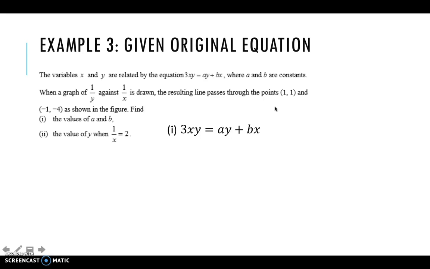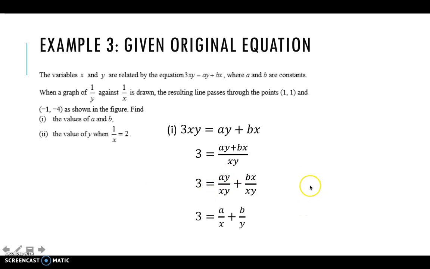Start off with writing the equation. I want to obtain 1 over y against 1 over x. So how do I go about doing that? Notice how because there's a y here, there's an x here. I can divide both sides by xy. I will get ay over xy plus bx over xy. Cancel the common terms. I get 3 equals a over x plus b over y. You notice that your 1 over y against 1 over x is starting to appear already.